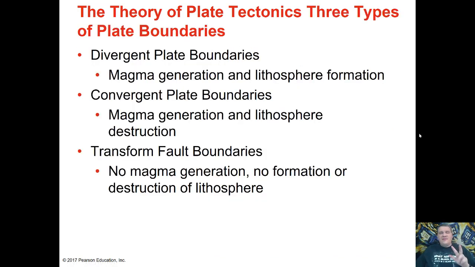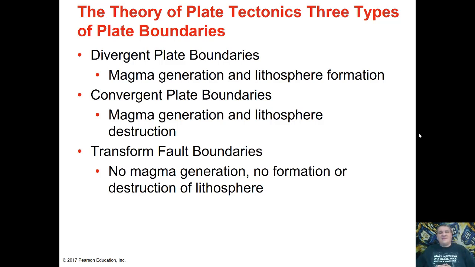And so there are three different types of boundaries. There's divergent plate boundaries. To diverge means to separate or to split apart. So these are regions where the plates are splitting apart. There are convergent plate boundaries. To converge means to come together. So the two plates are coming into each other.